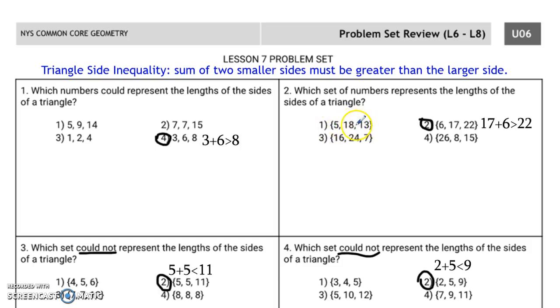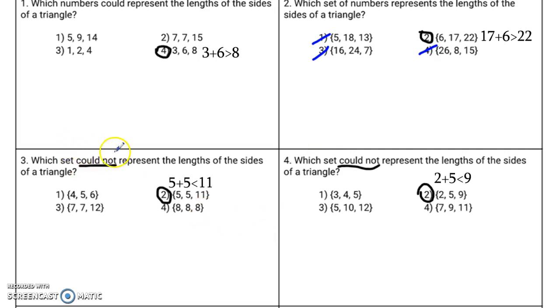5 and 13 is exactly 18, so no good. 8 plus 15, that's going to be 23. That's no good. That's too small. And then 17 and 6, that is 23. Too small. Again, well, this one is actually a little bit different because it says could not represent the lengths of the sides of a triangle.